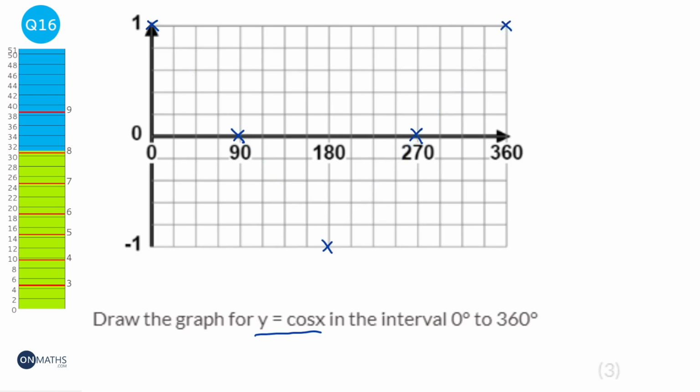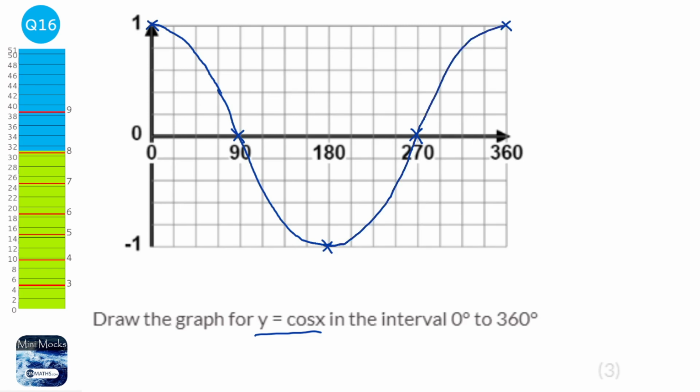You've got to make it look like a wave, and this is not the easiest thing to do, but they are very forgiving over how you do this. As long as it goes through the points, and as long as this bottom bit is a U shape and not a V shape, then normally you will get the mark. So although that doesn't look perfect, that would definitely get the marks.